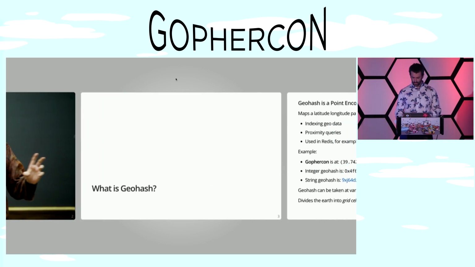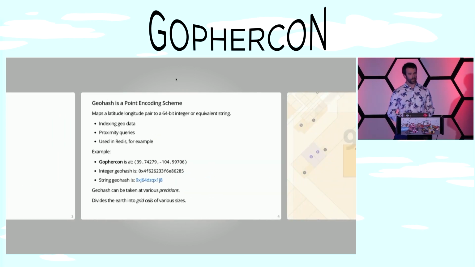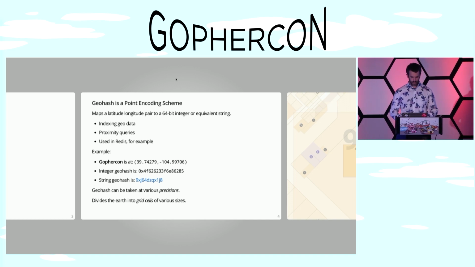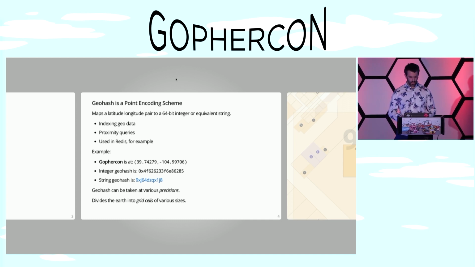So what is Geohash? It's a method of encoding geopoint data. It maps a latitude-longitude pair to a 64-bit integer or an equivalent string. It's good for indexing geodata. It has a prefix property that makes it good for proximity queries. It's very widely used. It's used in Redis internally, for example.